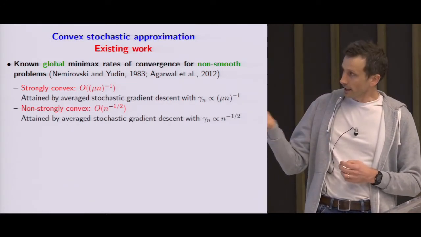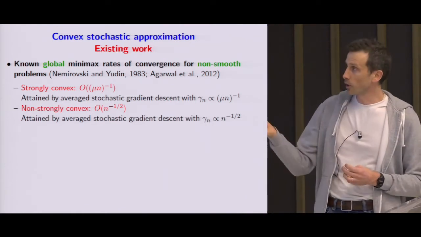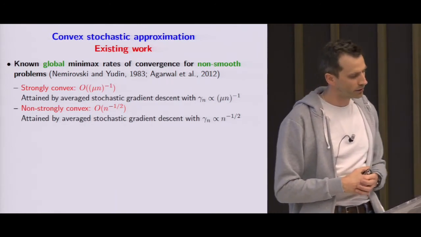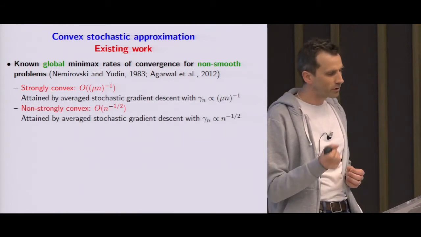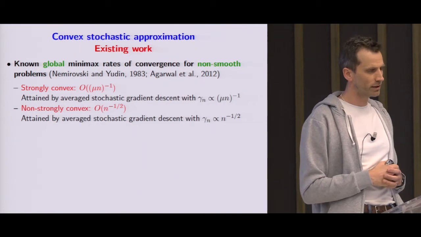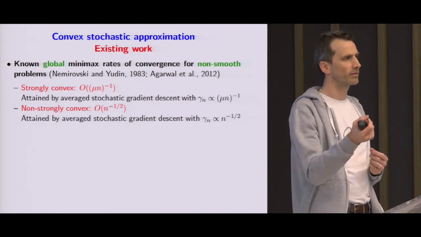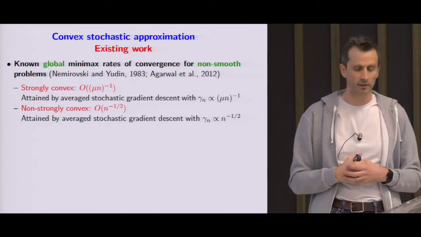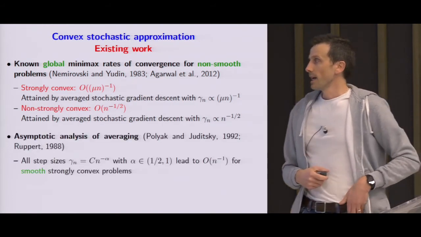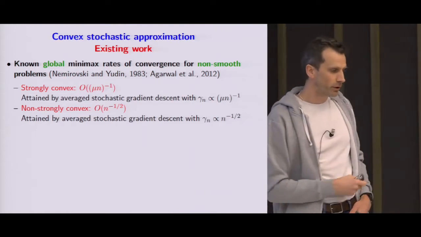But if you go non-strongly convex, so a bit more ill-conditioned, then the best you can do is 1 over root n. And this is achieved with a much bigger step size, which goes down as 1 over root n. So there's a bit of a counterintuitive result, which is that if the problem is harder, then I should make bigger steps. Okay? This is a bit counterintuitive, but this is what's happening there.